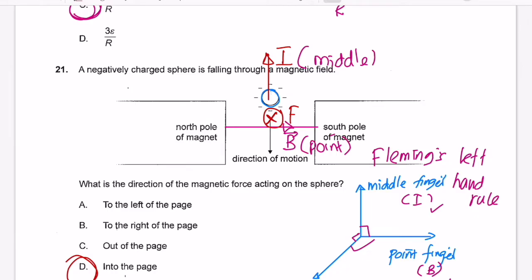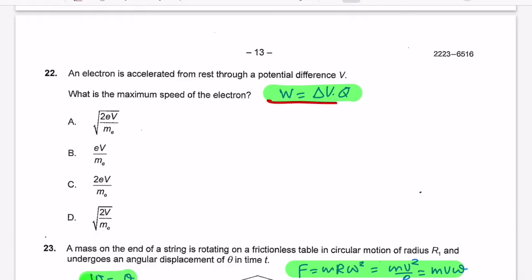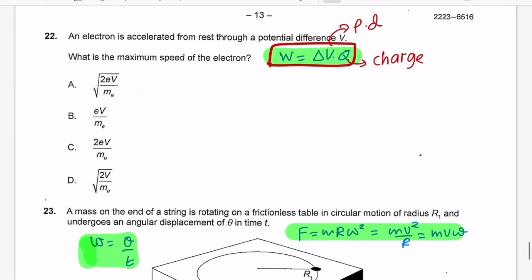D. We need this knowledge about electric field. Work done in an electric field depends on potential difference and charge, right? Now let's write a conservation of energy equation. V times e, why e? Because charge of an electron is e, is half mv squared.